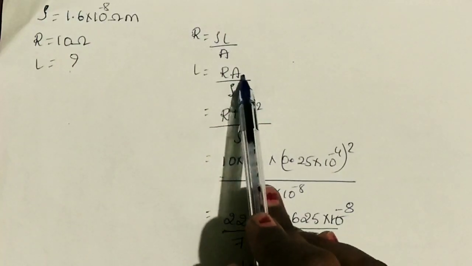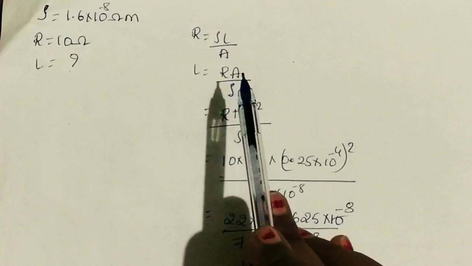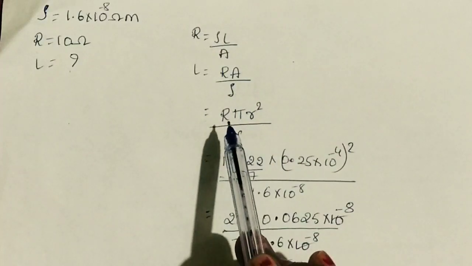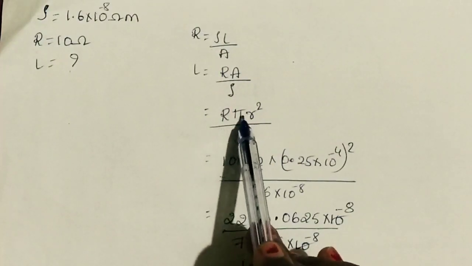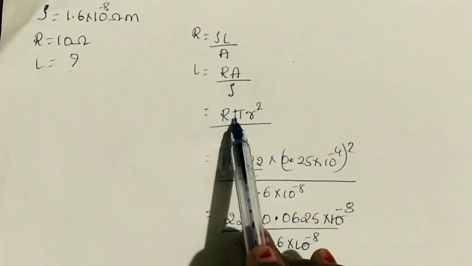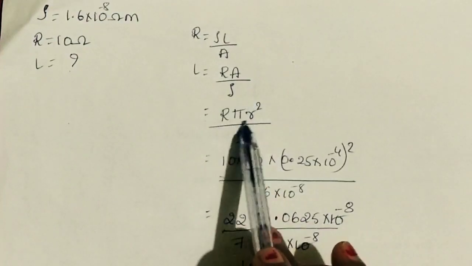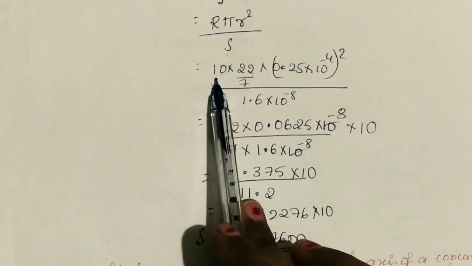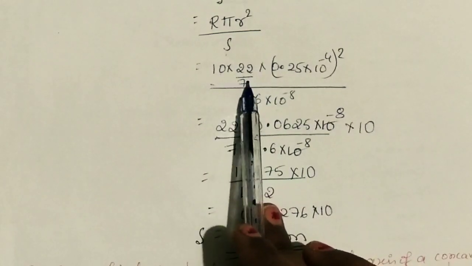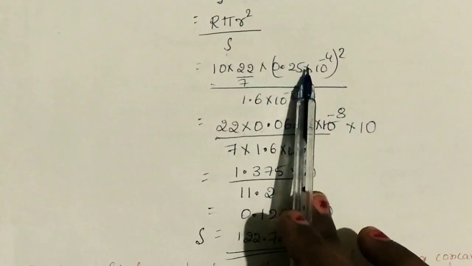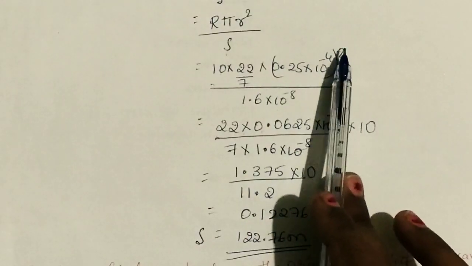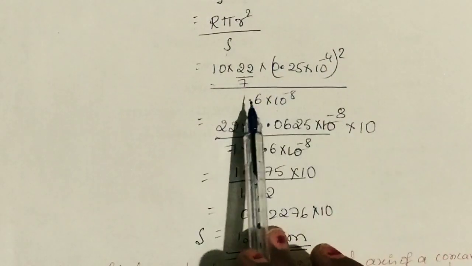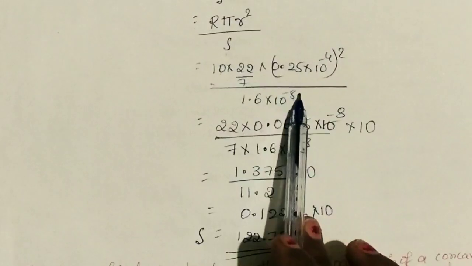What is the formula of area of cross section? Pi d square divided by 4. Now I am converting into R, so the area is pi R square. So L is pi R square into resistance whole divided by rho. So 10 into 22 divided by 7 into 0.25 into 10 to the power of minus 4 whole square divided by 1.6 into 10 to the power of minus 8.